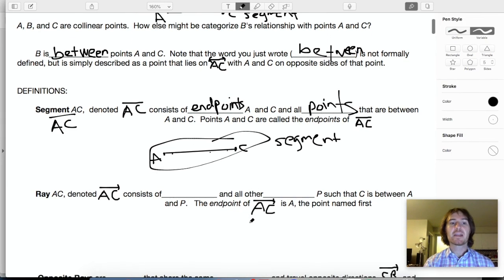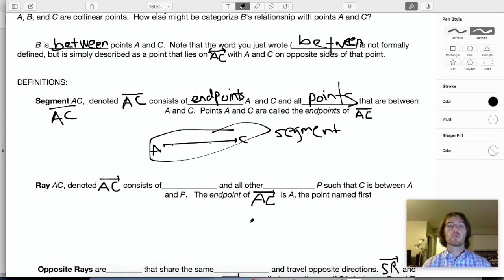All right, moving onward, we got ray AC. So I just want to get through these definitions real quick so we get to some rules and get to some practice and get to more definitions later. It's kind of a lot of stuff here at the beginning, but geometry gets interesting after we get through all of this stuff. So that's why I'm trying to get through it.